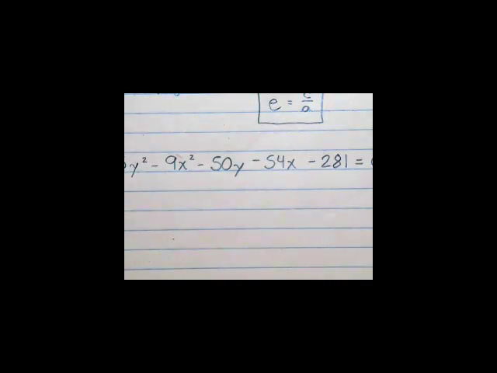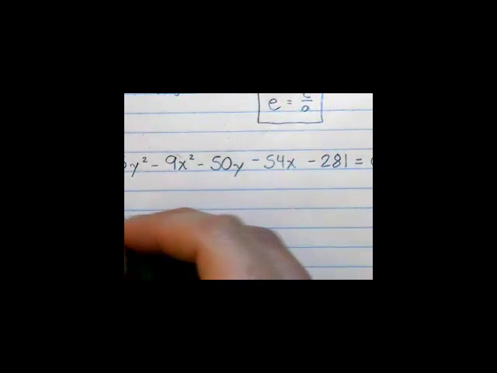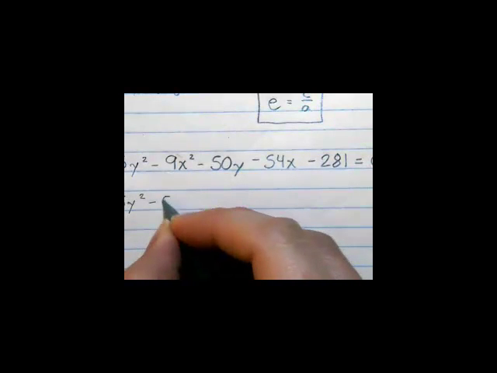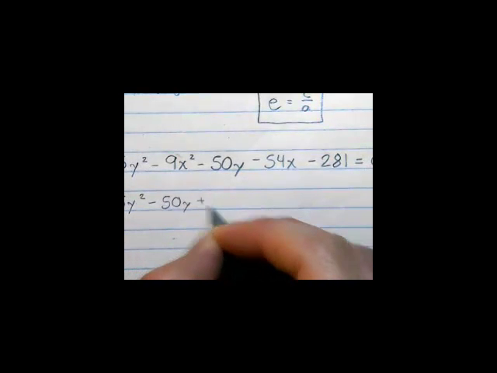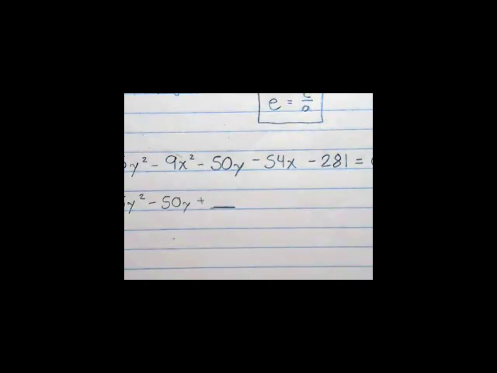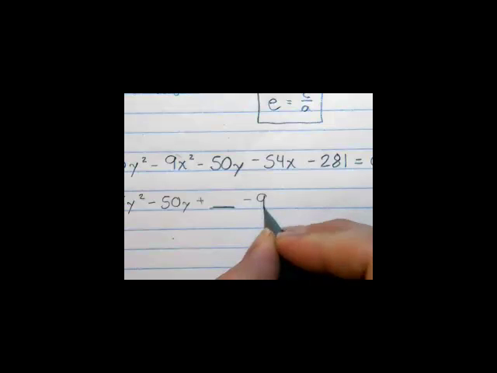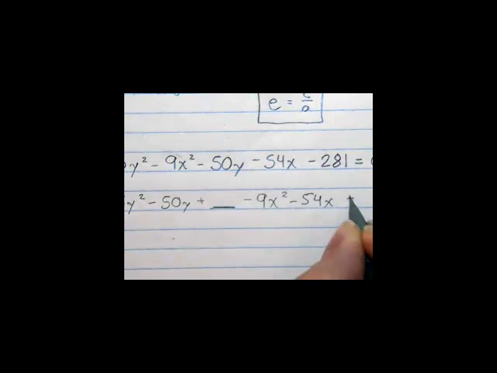We've got to complete the square again, same as before. So let's do a little term rearranging here again. 25y squared minus 50y plus something, then minus 9x squared minus 54x plus something equals 281 plus something.